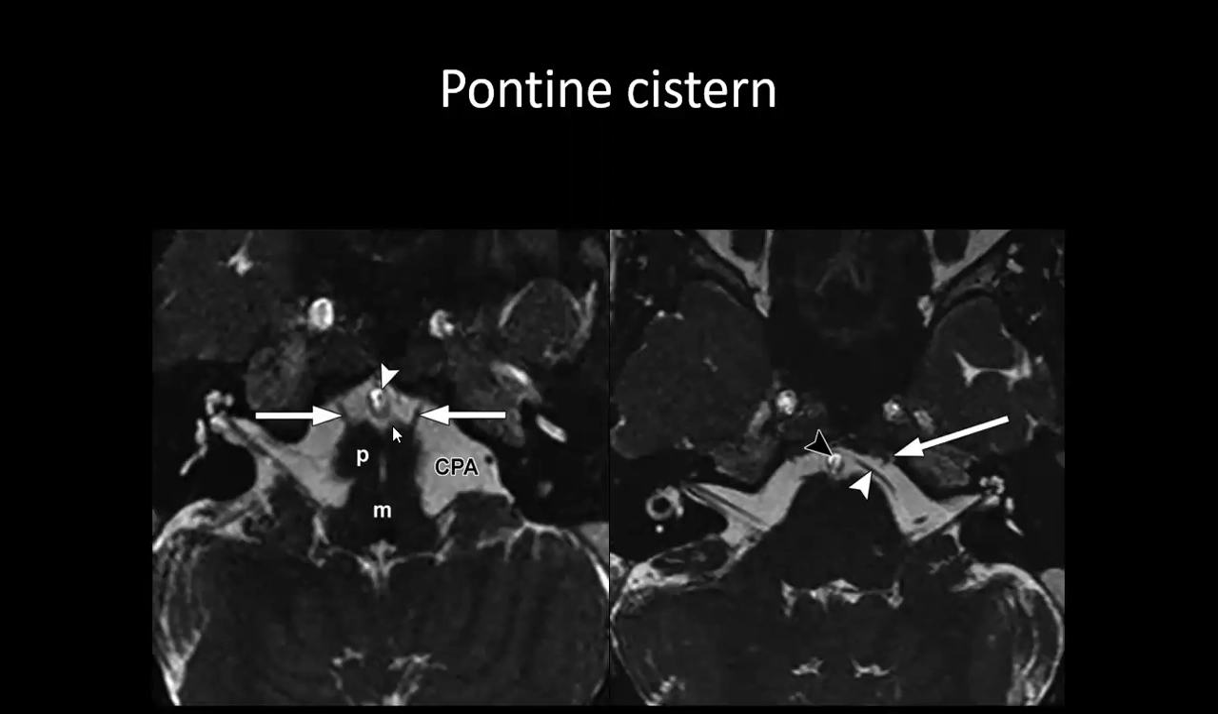This is the sixth cranial nerve located in the prepontine system, the abducent nerve. It is located at the level of the pontomedullary junction. This is the AICA, a branch from the basilar artery. It gives the labyrinthine artery.